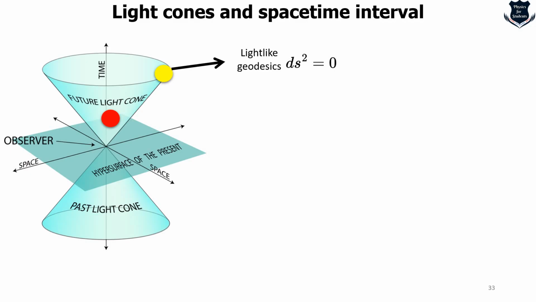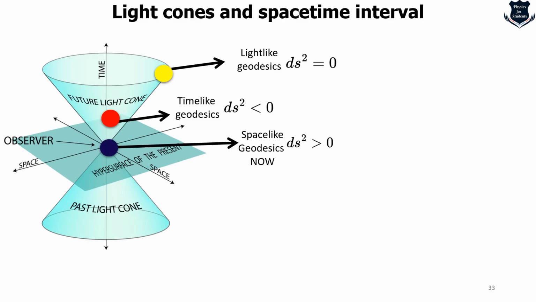Next comes this red one. This is what is called time-like geodesics. That means these describe the motion of massive particles which move slower than the speed of light. Because a massive object's geodesic must always stay inside the light cone, meaning it cannot exceed the speed of light. Third comes the blue one, which is called space-like geodesics, ds squared greater than 0.